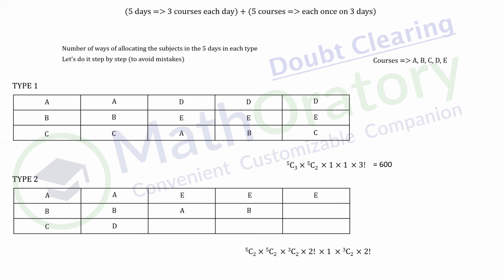So we can take a head count at this point in type 2. We have already allocated 3 A's, 3 B's, and 3 E's. So the remaining thing is the C and the D. If you remember, the CD one is these two come together here. That automatically has to happen. Again, CD, you don't have to select again. That was already selected in this 3C2.